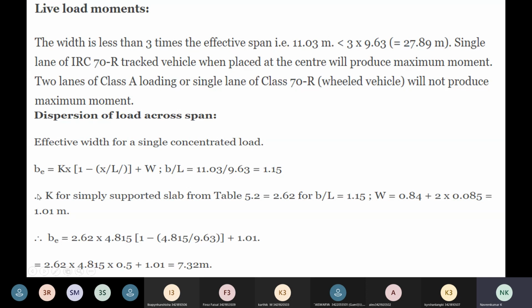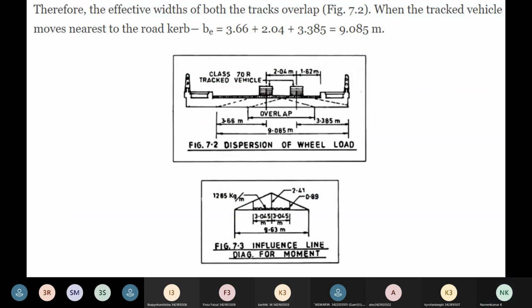You have the expressions here, you substitute the values. You have all the values, so that you will get the effective width for calculating the live load moment. Okay, so I'll move to the next slide.